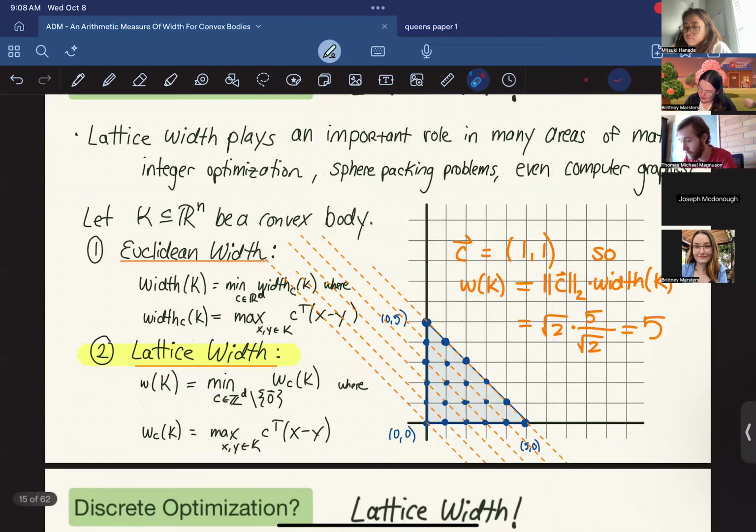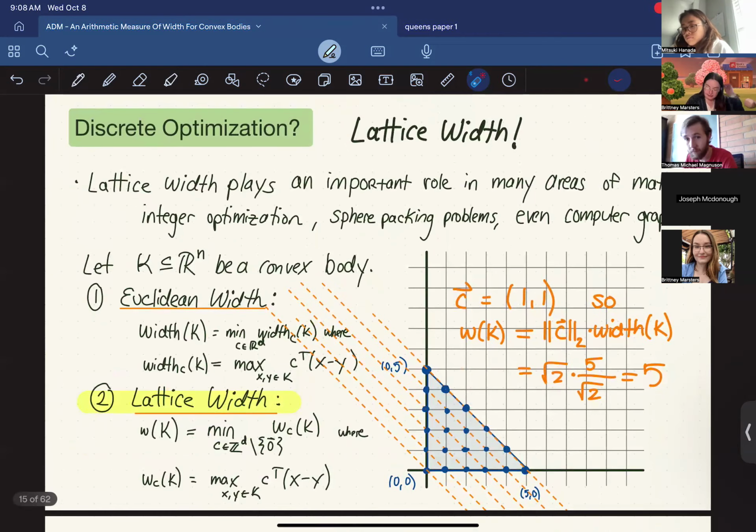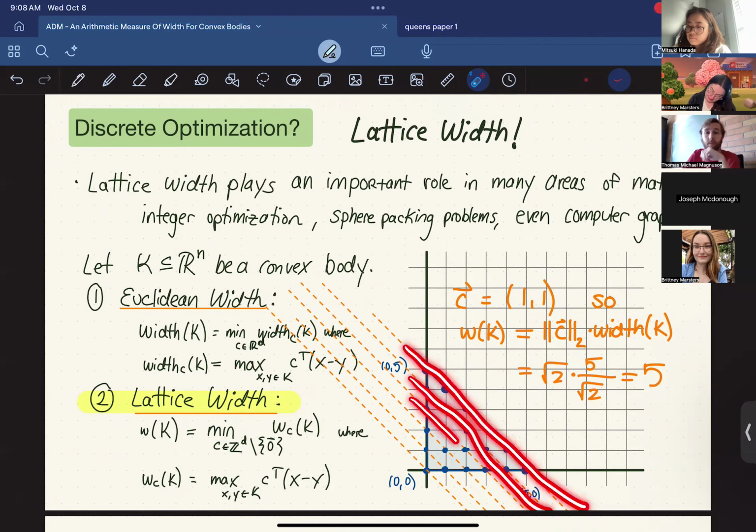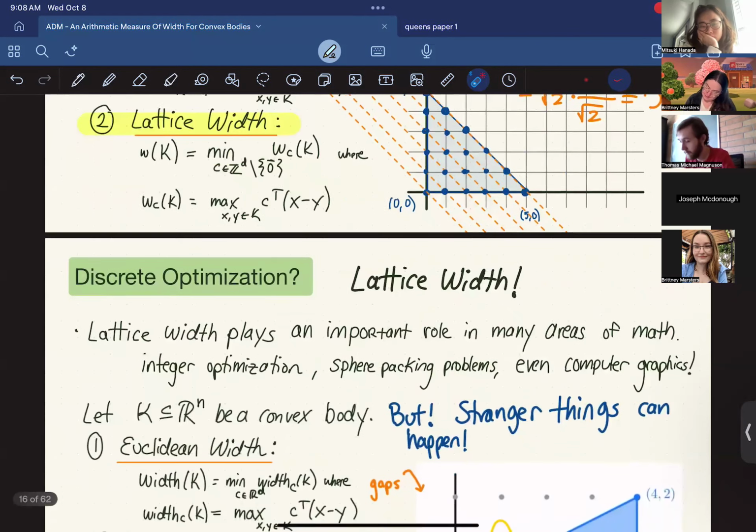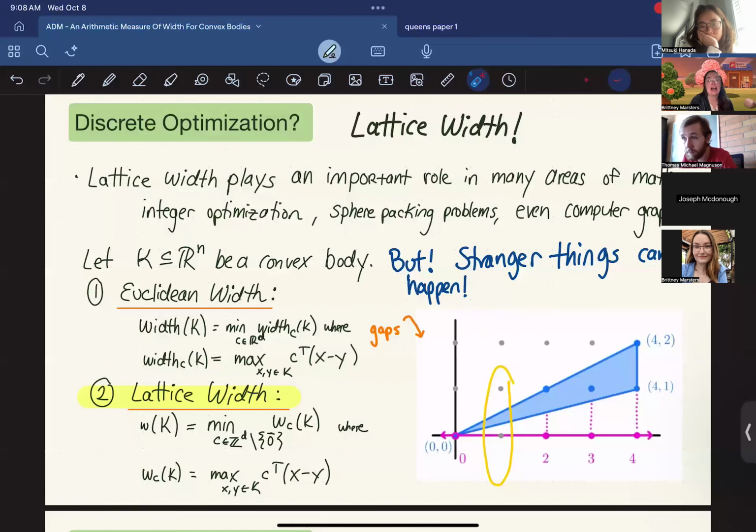Now, if you are thinking geometrically about this, which I think a lot of us do, I say the lattice width here is 5, and I can take 6 parallel copies of that hyperplane and cover all of the lattice points of this shape. And that's not a mistake. In particular, you're going to have a nice little inequality that basically says you can always do this. Okay? But stranger things can happen here.